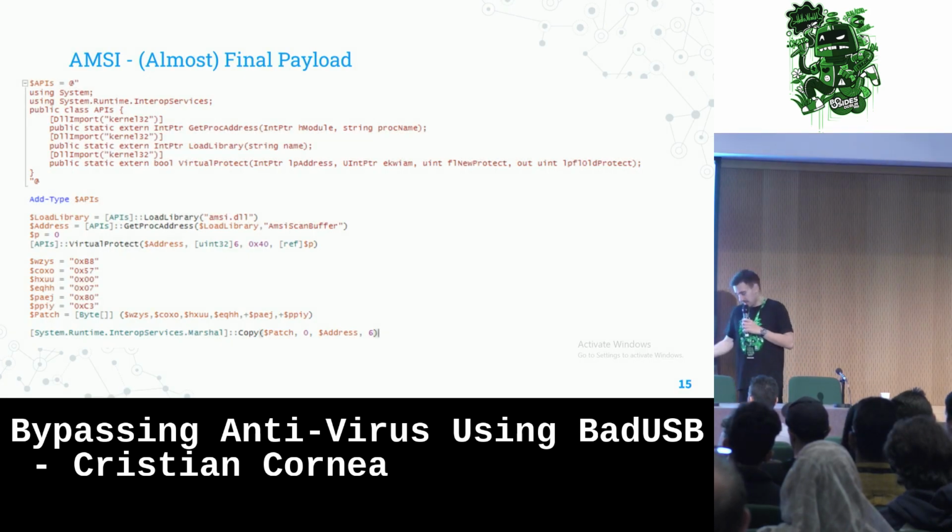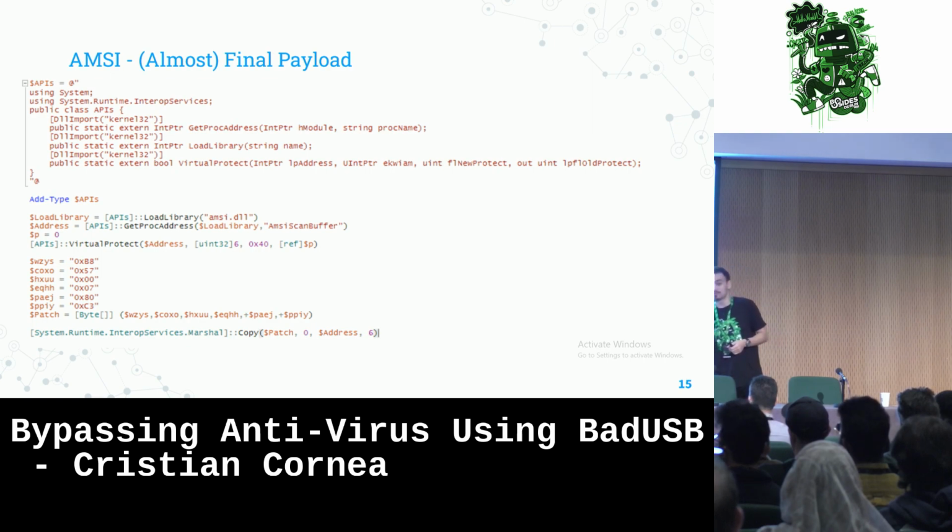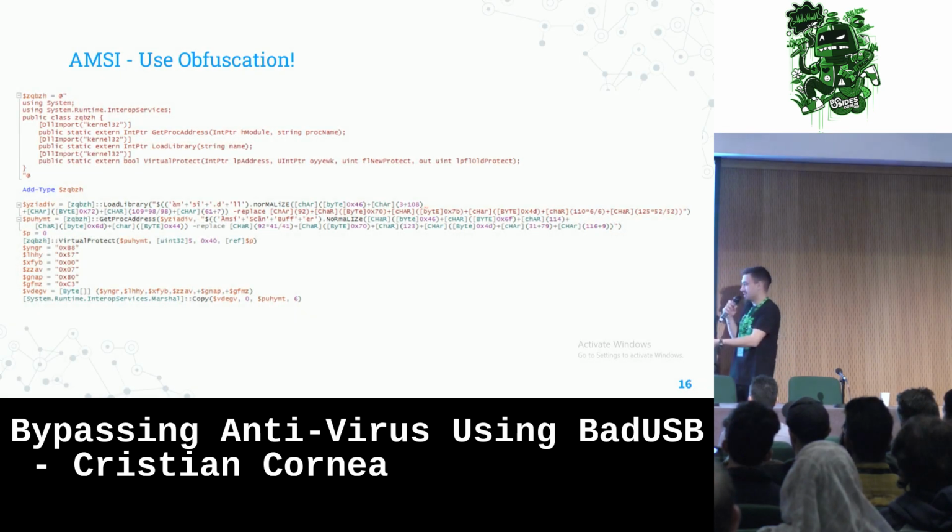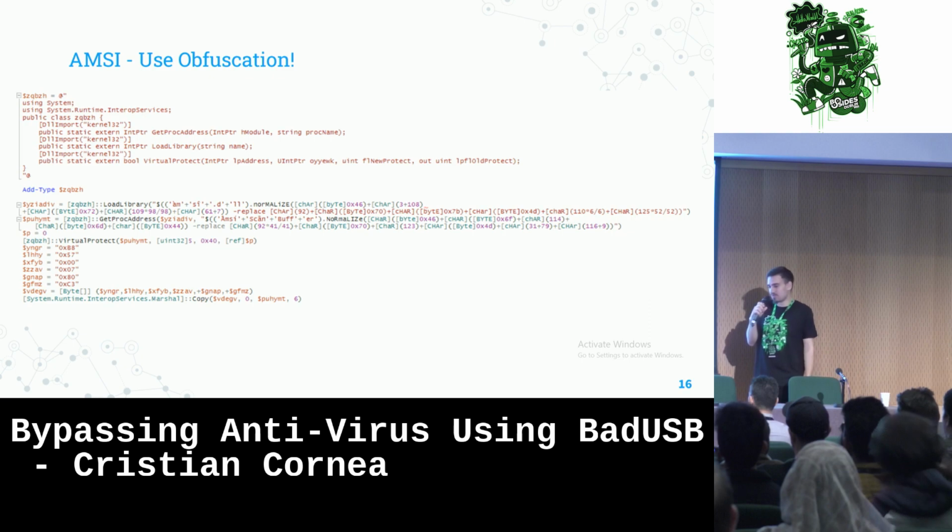So we have here the AMSI payload. Let me ask you a question here now. This is detectable. How can we make it undetectable or less detectable? Yes. Basically, you are very close. It's obfuscation. You can add any layers of any types of obfuscation.